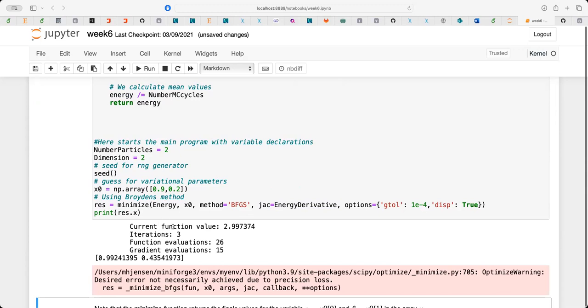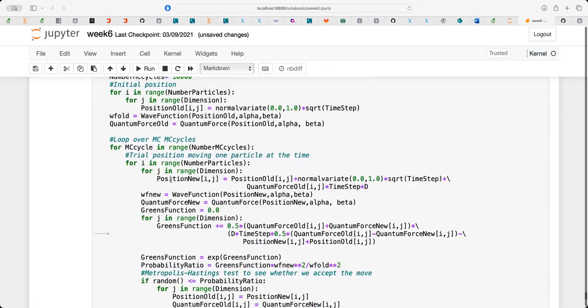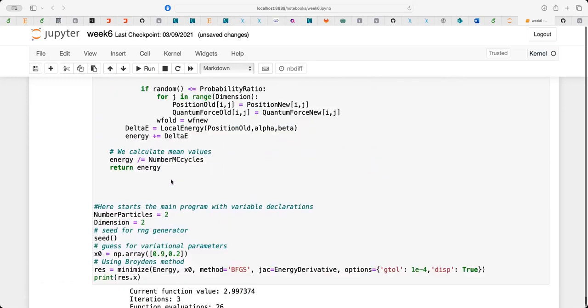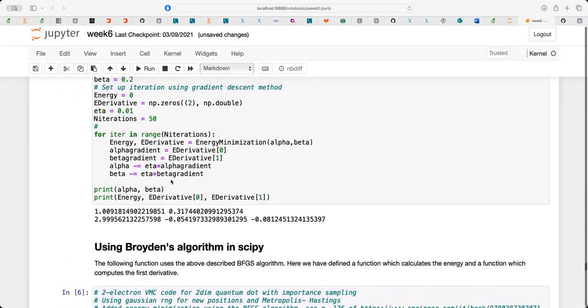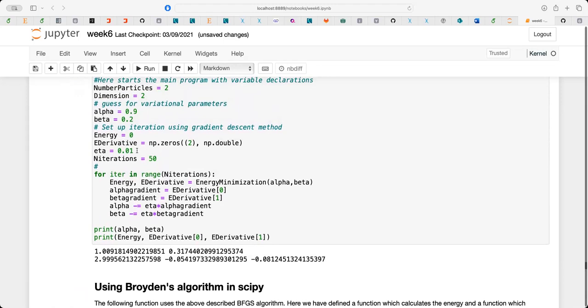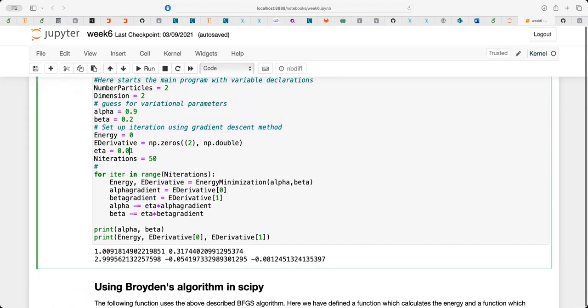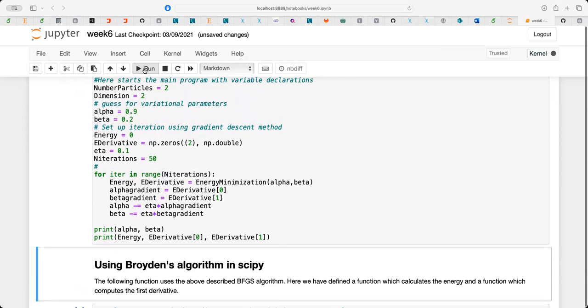So you see in this case, it used 3 iterations. It gives an energy which is basically close to the other one, but it gives you slightly different parameters here. So this is a better way of finding these parameters, because in the previous approach, what we did was just a plain brute force gradient descent. So if I were to change this one, suppose to 0.1, I wouldn't get the same result. So let's see what happens here.